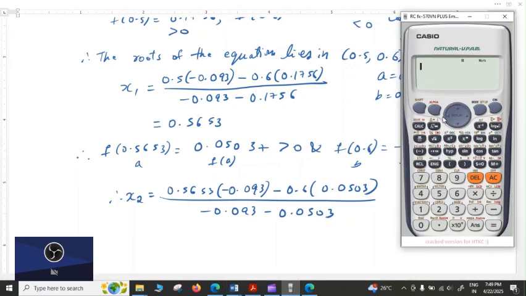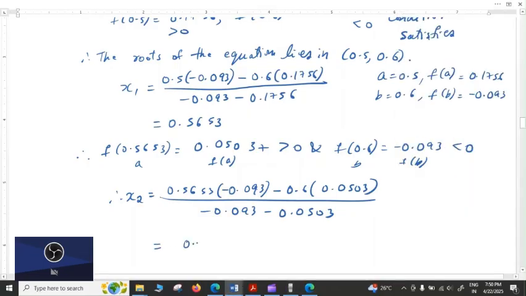Again, go to mode on. Substitute the value 0.5653 bracket minus 0.093 minus 0.6 into 0.0503, divided by minus 0.093 minus 0.0503, and the answer is 0.57748. So here we get the approximate answer 0.57748. Okay, when you get this value, we'll write here 0.57748.